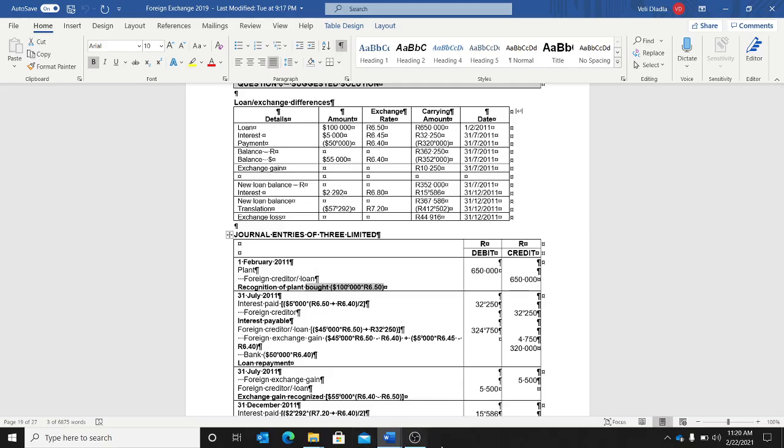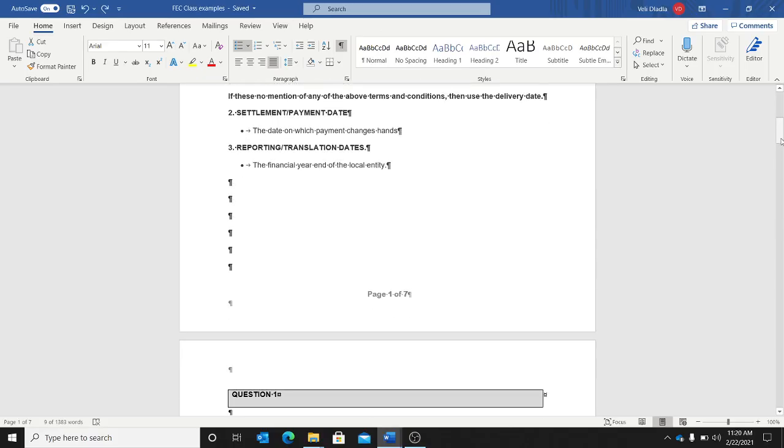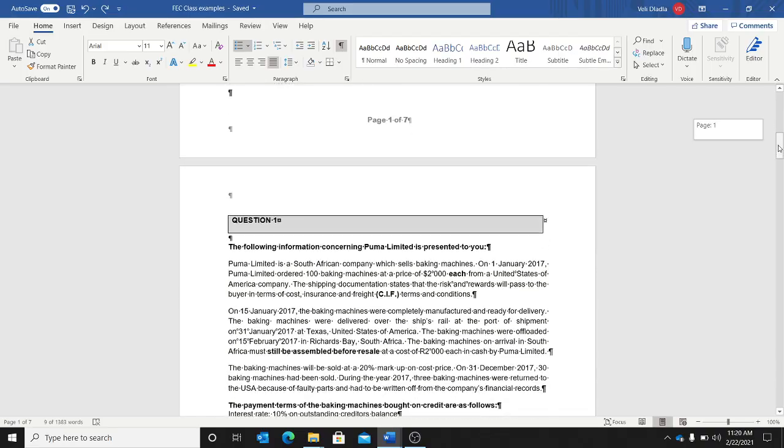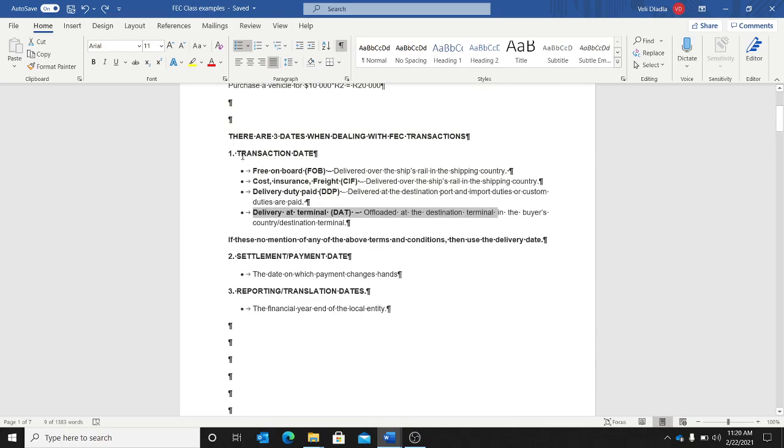Now, what you need to be careful of is that there can only be one transaction date. You can't have more than one. So that is your starting point. Okay. Now, we have dealt with this one, transaction date.